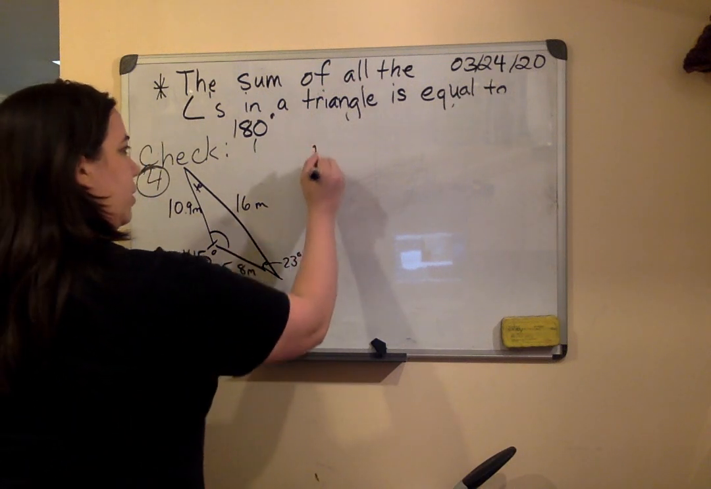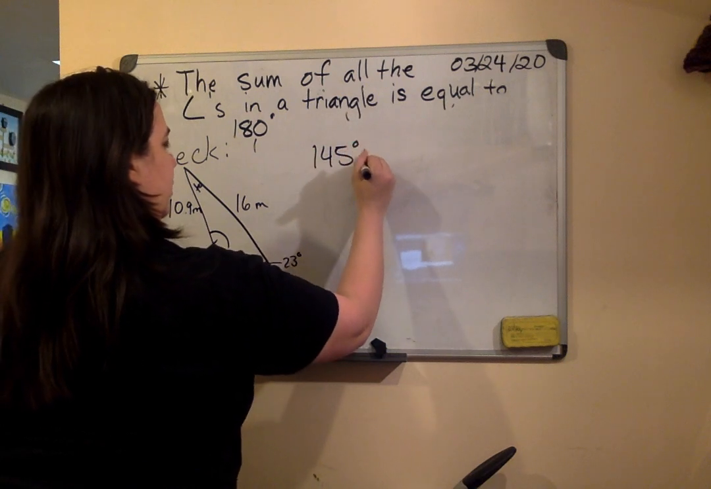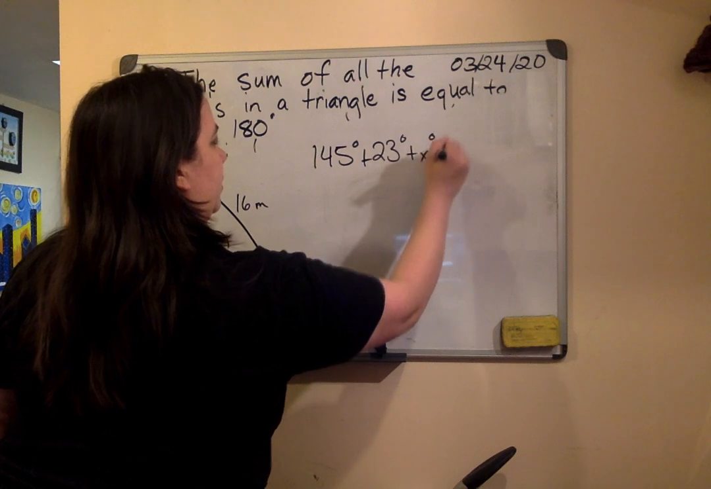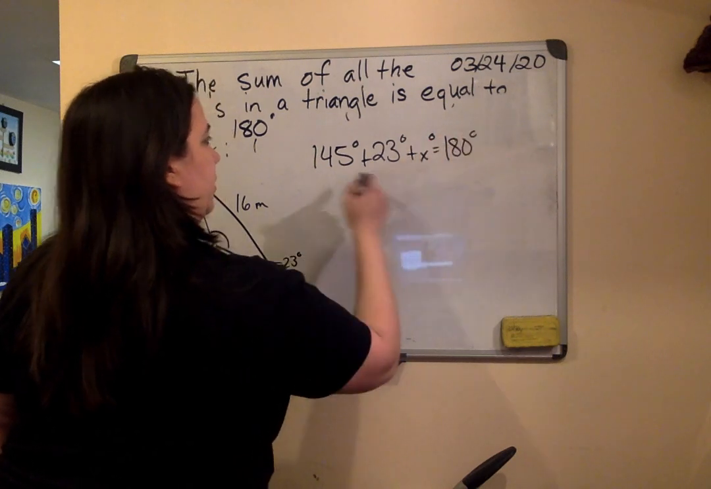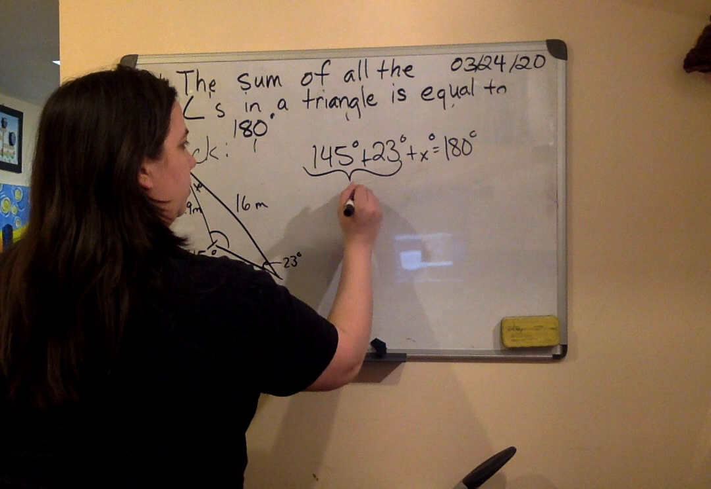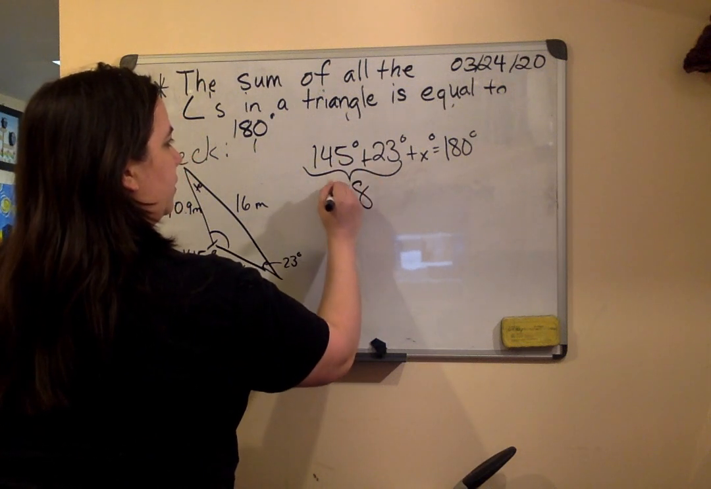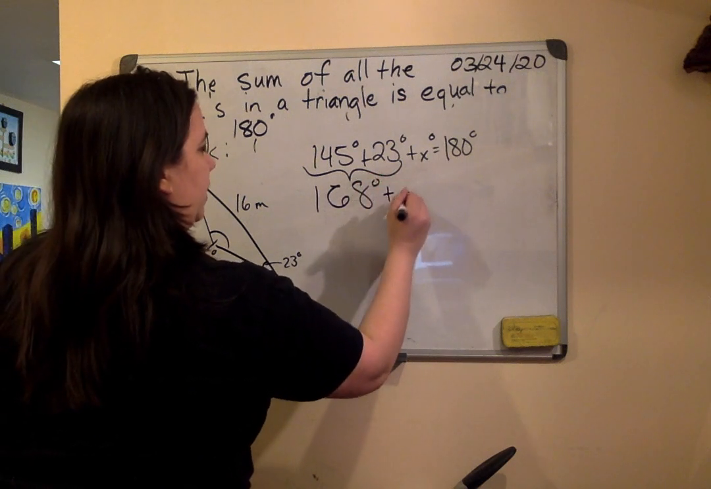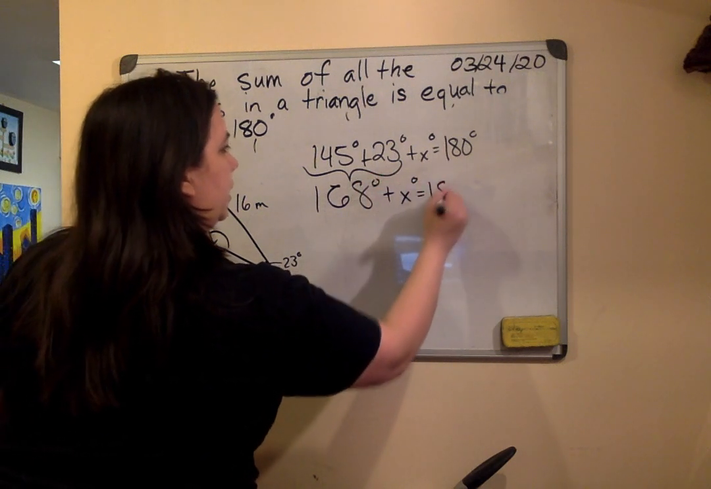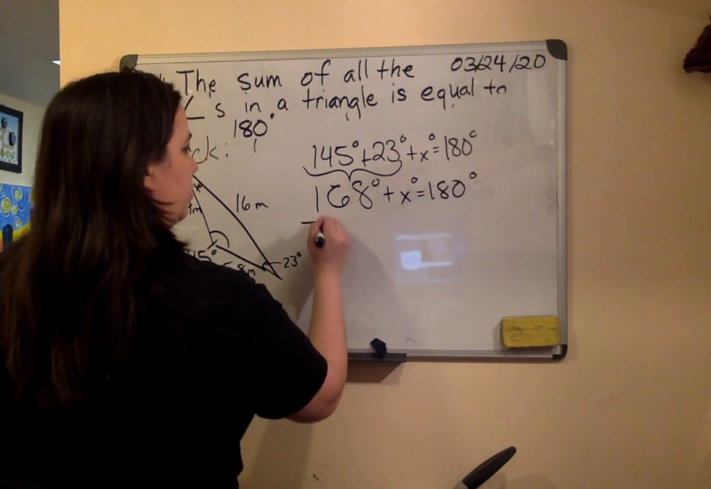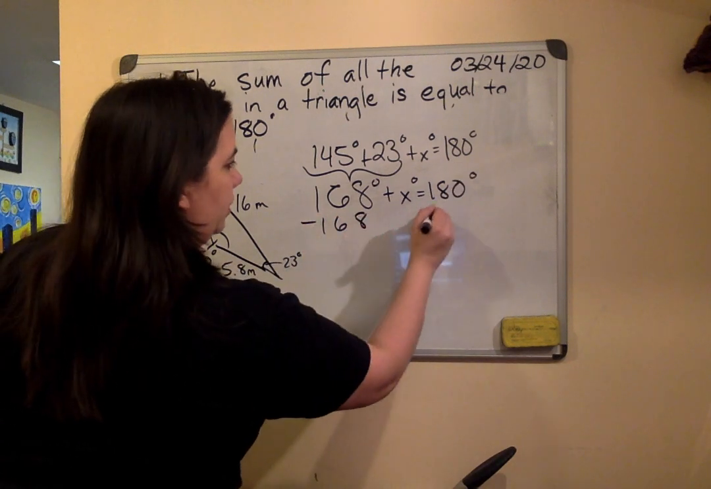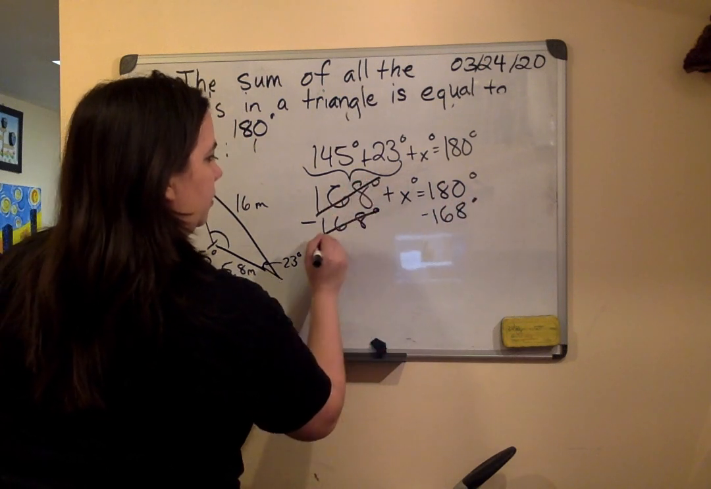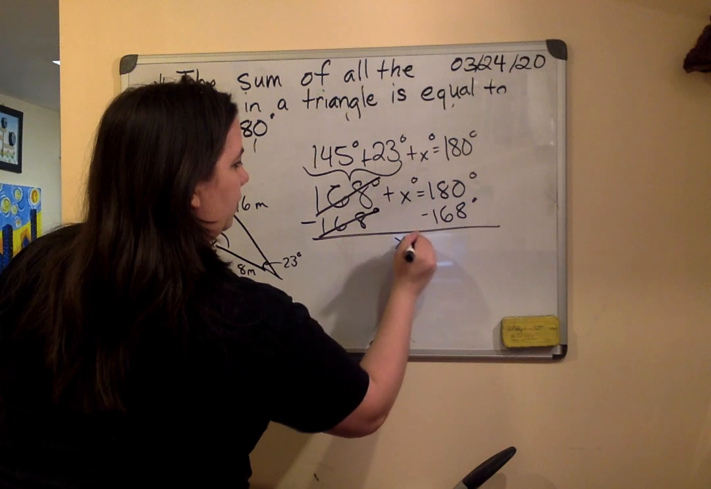So, I know I have 145 degrees, 23 degrees, and x degrees equals 180 degrees. I add up the angles I know. We got 8, we got 6, and a 1. And then we have x degrees equals 180 degrees. So we subtract because it's the inverse of addition. And what you do to one side, you do to the other. Gets canceled out, leaving me with x degrees.